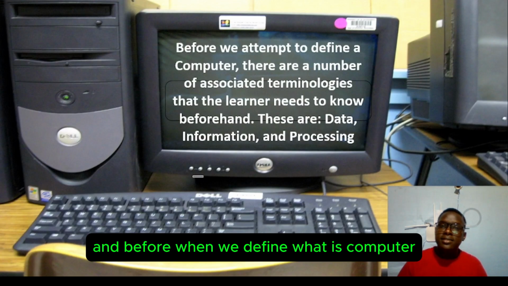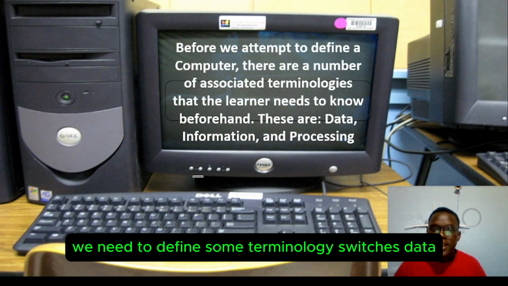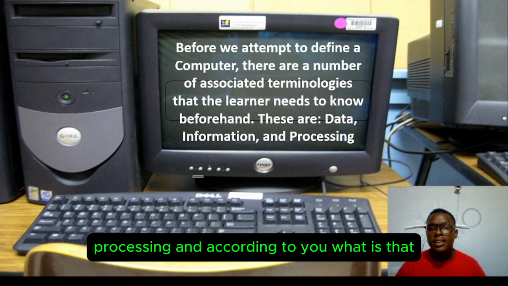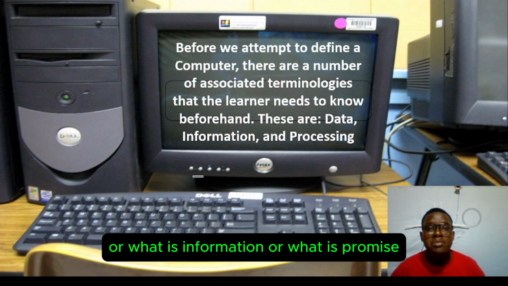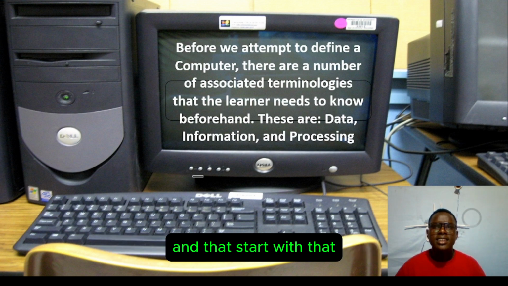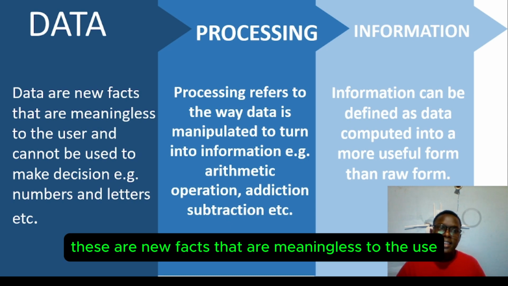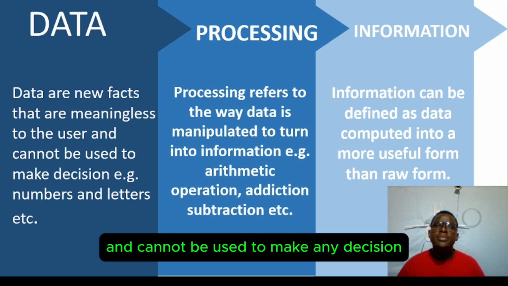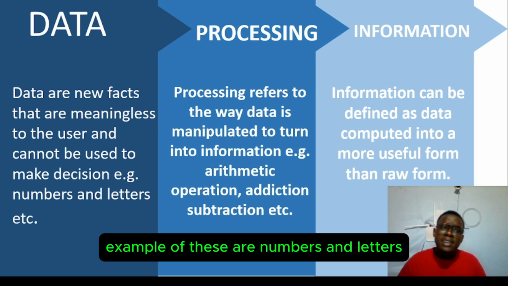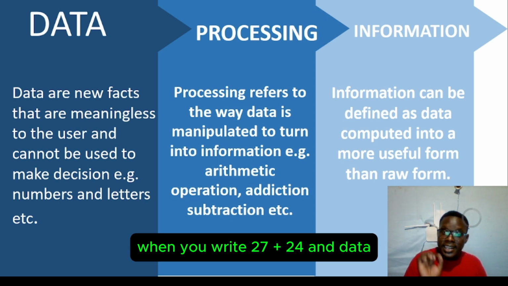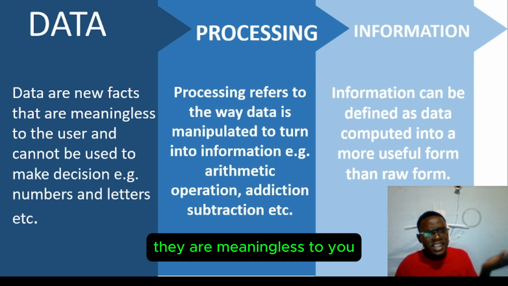Before we define what a computer is, we need to define some terminologies, which are data, information, and processing. According to you, what is data, what is information, or what is processing? Let's start with data. Data are raw facts that are meaningless to the user and cannot be used to make any decision. Examples are numbers and letters. When you write 27 plus 24, they are data, meaningless to you.